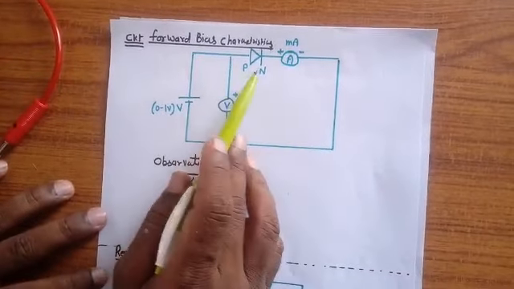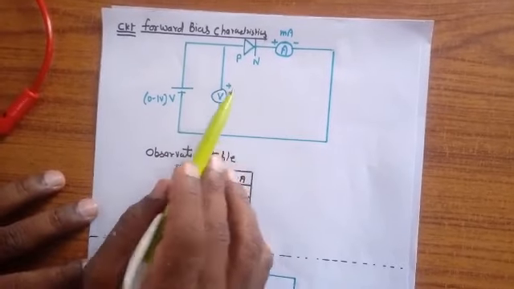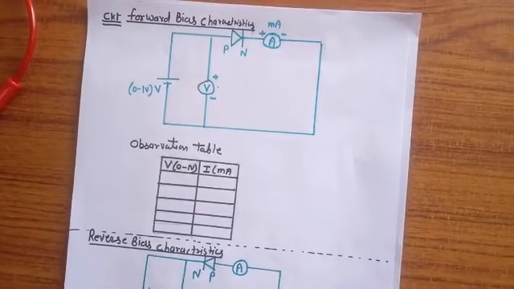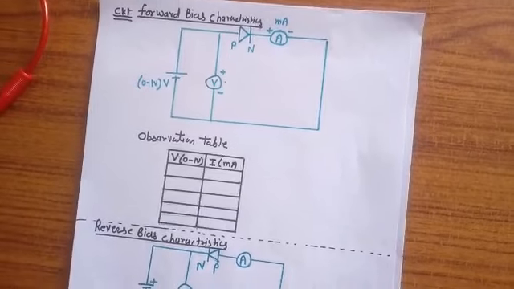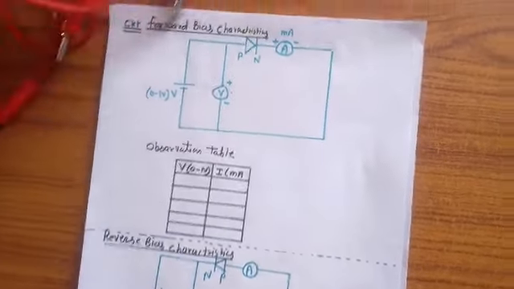Thank you. For forward bias characteristics, we need a voltage source, an extra voltage source, a PN diode, an ammeter and a voltmeter. So now we will make all the connections in the circuit.